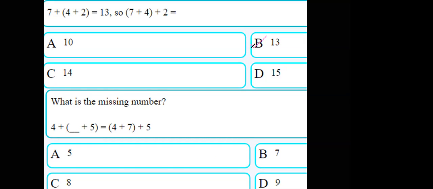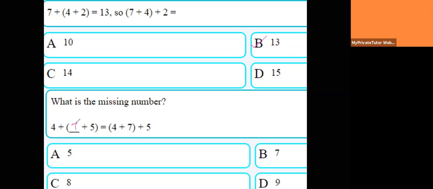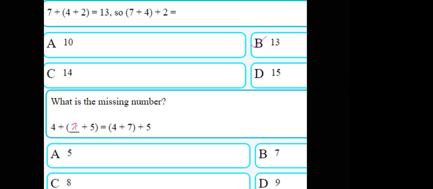What about the next number? It will be 7. Which property did we use here? Associative property for addition. Excellent.